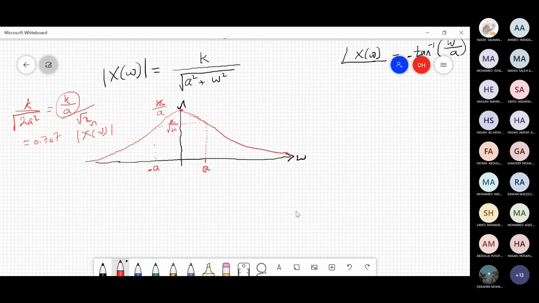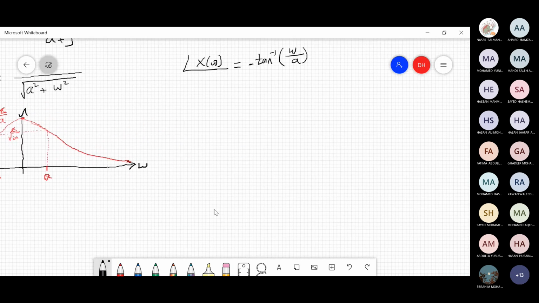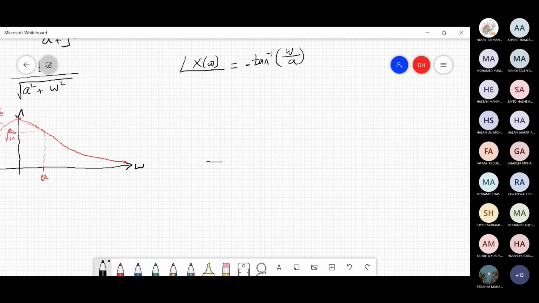Okay, similarly for the angle, this is omega. Okay, at omega equal to 0, then this is equal to 0. At omega equal to infinity, then tan inverse of infinity is equal to 90 degrees. And here we have a minus, so then it is minus 90 degrees. So at infinity, it's going to reach minus pi over 2.